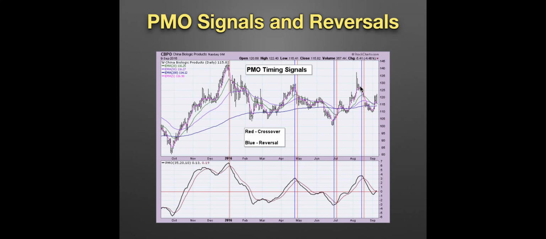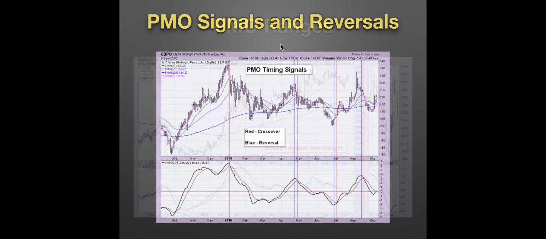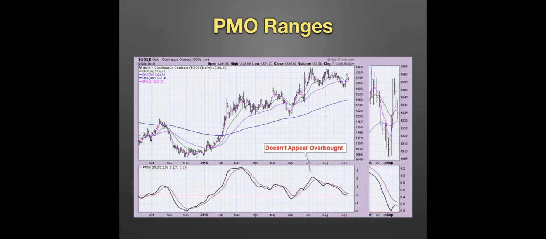We did get a little bit of decline, but the PMO top told us there's probably more downside to absorb. The crossover occurred and confirmed that, and we still got some more downside. And I didn't mark it back here, but you can see the PMO bottomed right there just as price bottomed. So it's a very powerful indicator and one that I use every day.